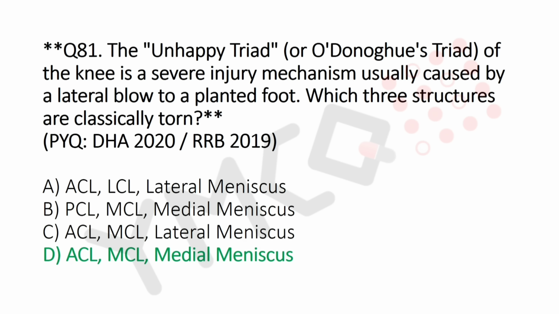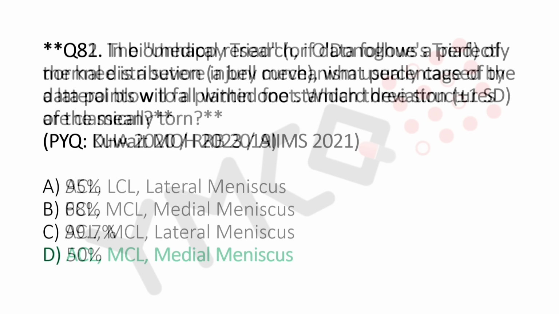The classic unhappy triad hits the medial side hard. It tears the ACL, that's anterior cruciate ligament, the MCL, that's medial collateral ligament, and the medial meniscus. Okay. Now let's move to question number 82.